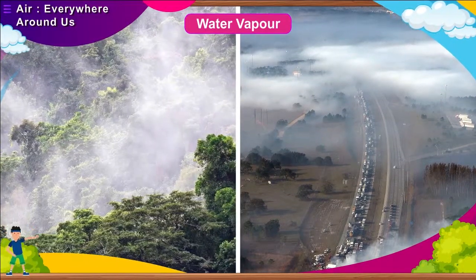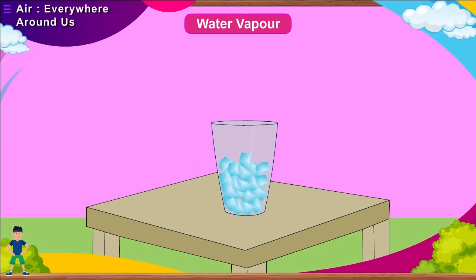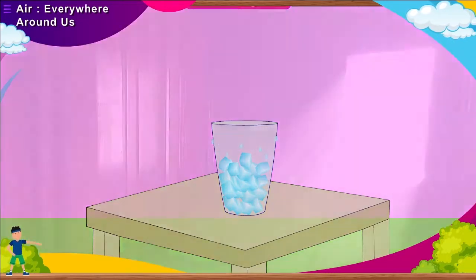Take a glass and fill it with ice cubes. Leave it for 2 to 3 minutes. You see droplets of water on the glass. This is nothing but water vapor, which is present in the air. The water vapor, on coming in contact with the cool surface, condenses into droplets of water.